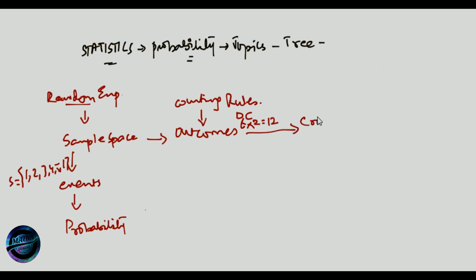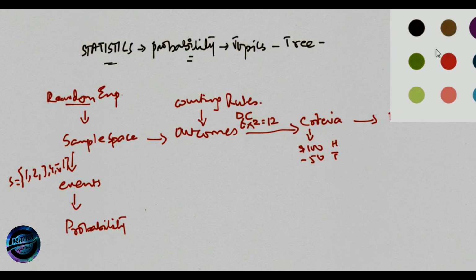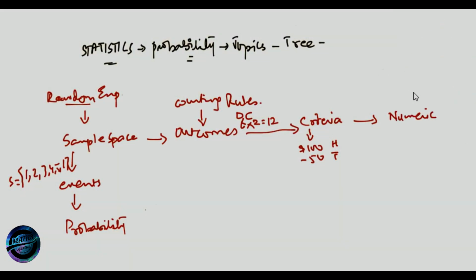Then we will define a criteria. The criteria would be, for example, for each outcome, right? Like for each head, you will be given $100, right? For a tail, you have to pay minus $50, etc. Okay, now you have to convert it into a numerical form, right? Numerical means that now you are coming to the part where the computation will take place. From that numeric thing you will derive a random variable, right? So the random variable over here in this example would be the payoffs, right? The money that you receive. It will be the payoff.